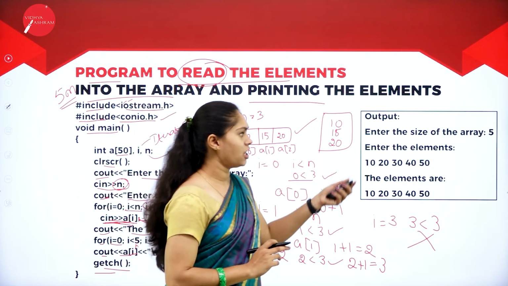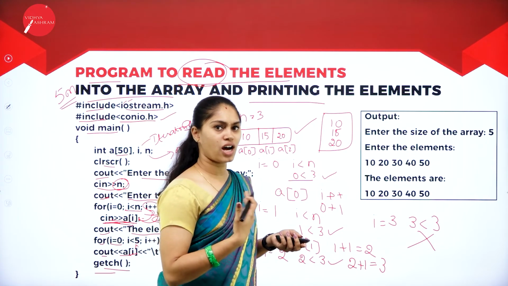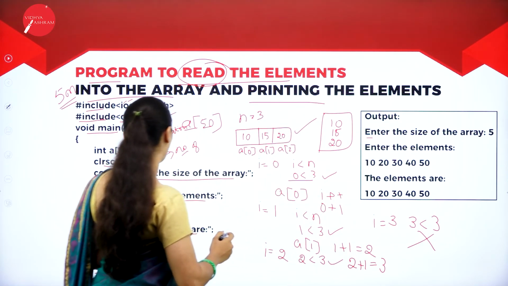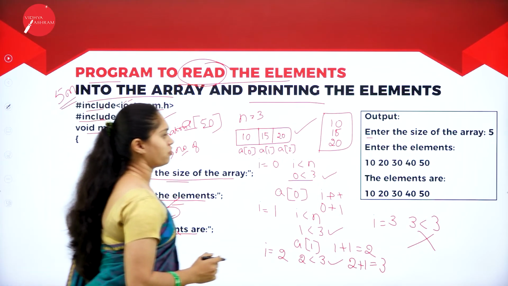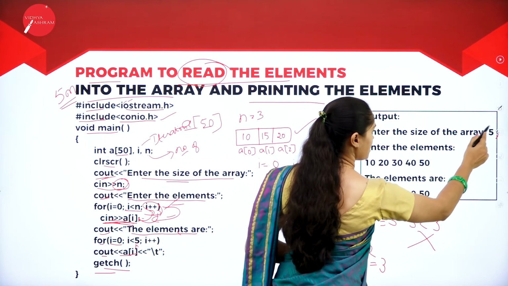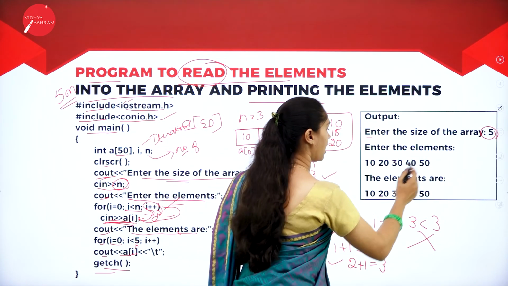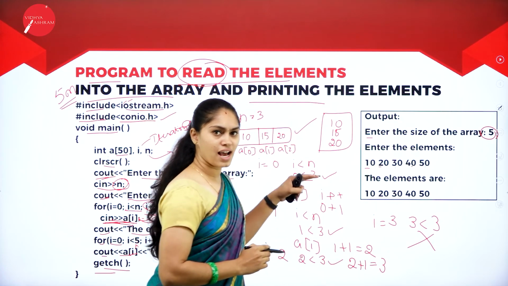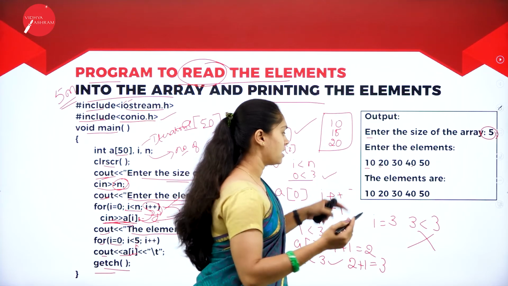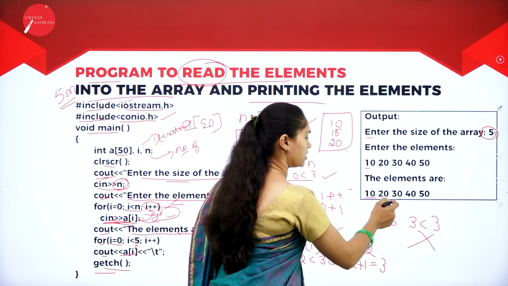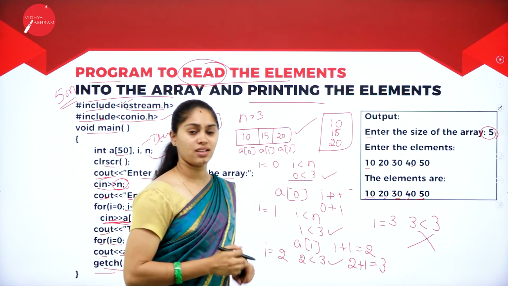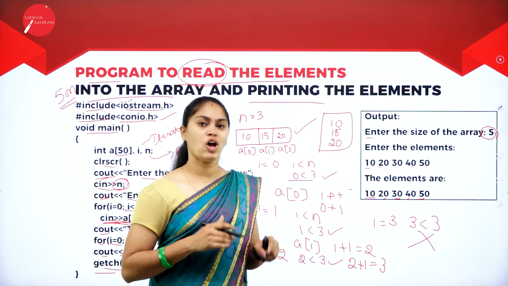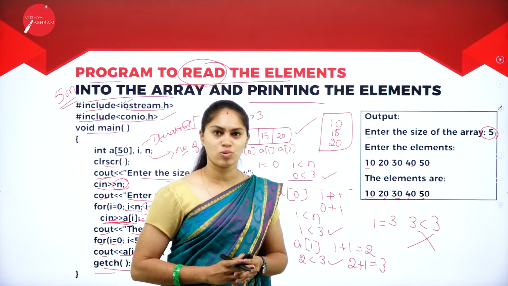So here you can see one example of how the output will be generated. The first line of cout in this program is: enter the size of an array. Here the size is 5, and then enter the array elements. The elements are 10, 20, 30, 40 and 50. At last, in the output statement, the elements are 10, 20, 30, 40 and 50. This is how we read and display the content of an array on the output screen.